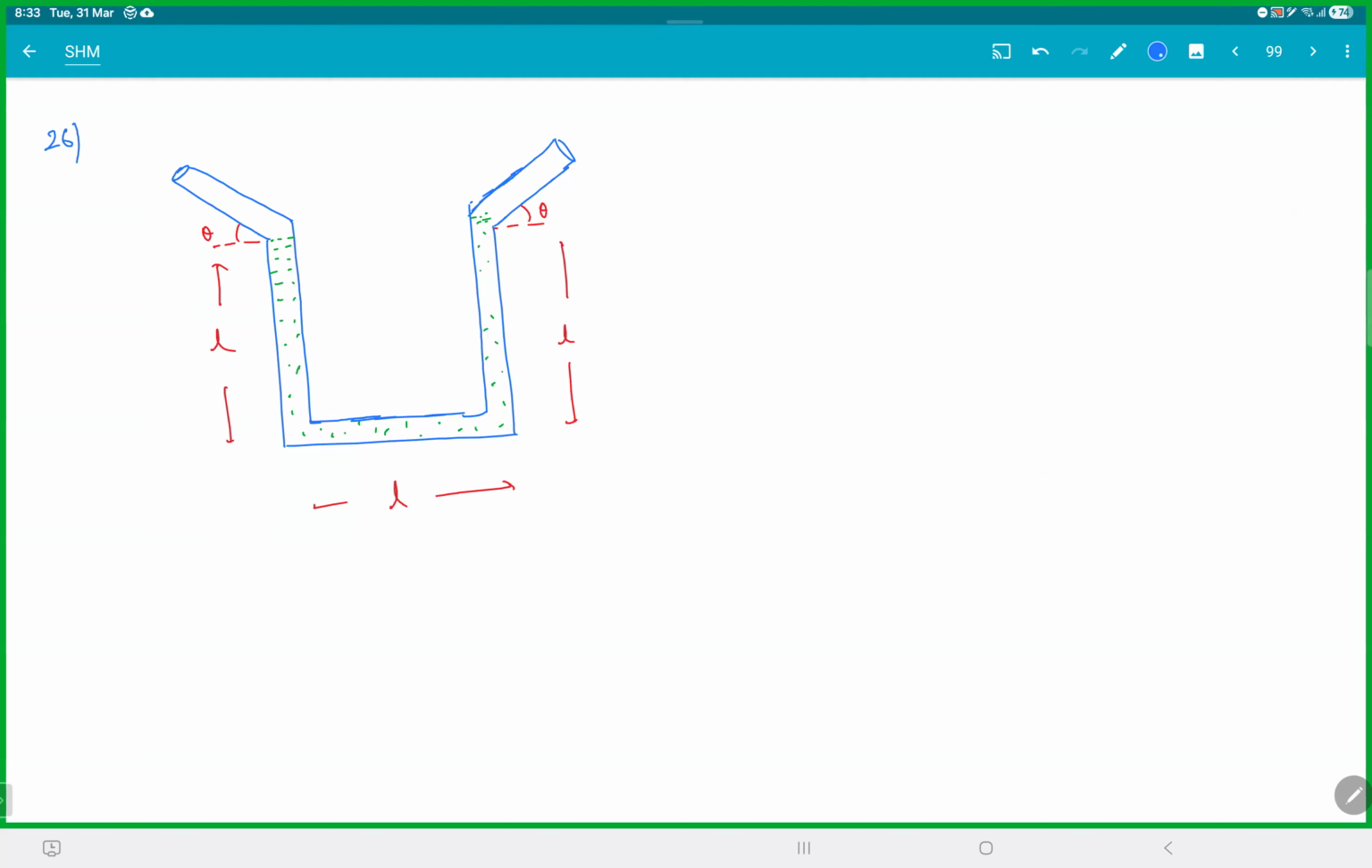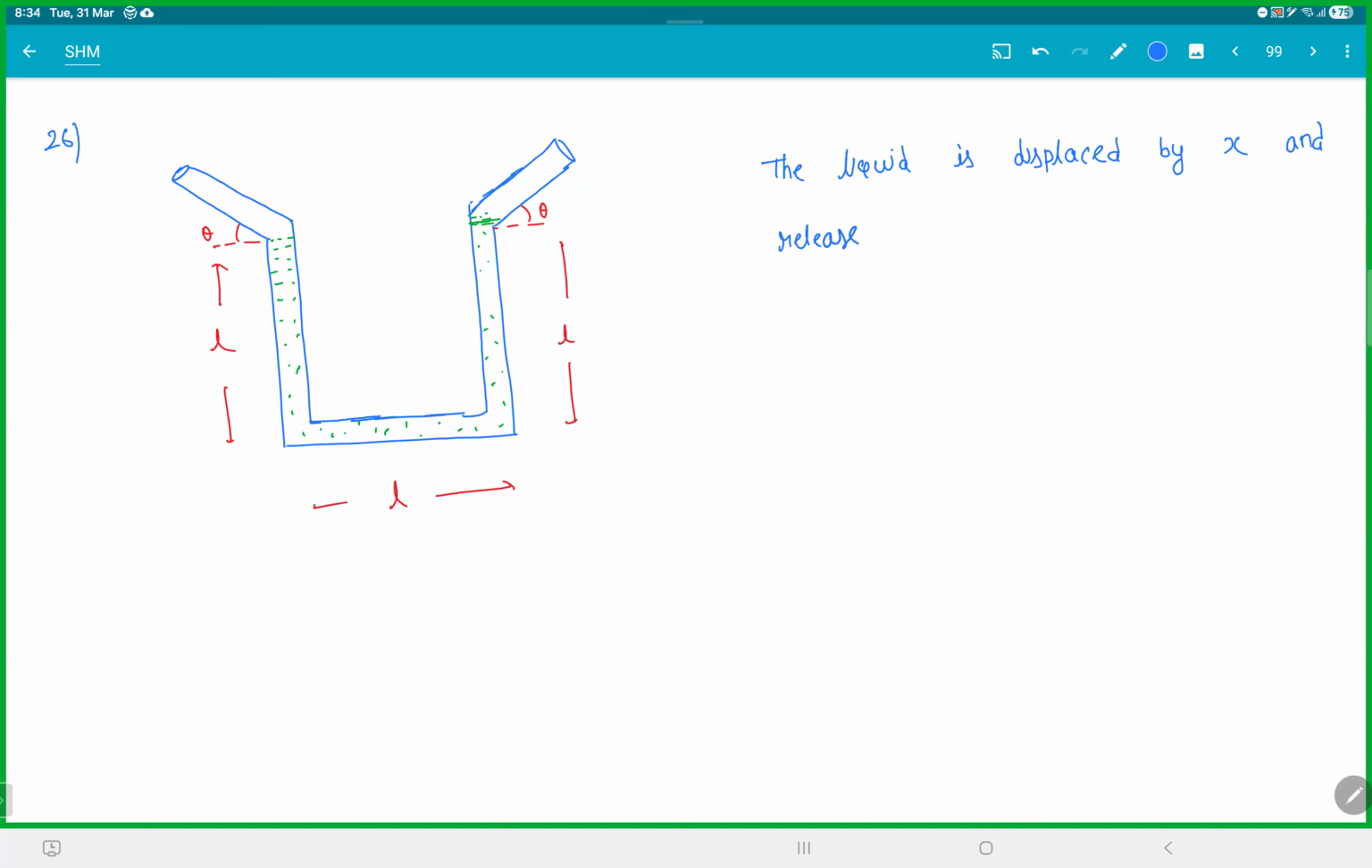Initially the liquid is exactly on this edge, it is not in the inclined part. It's displaced by x and released. Find the time period.